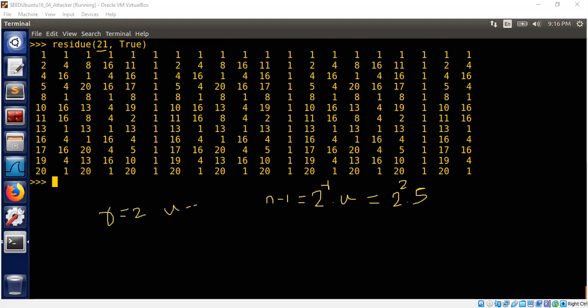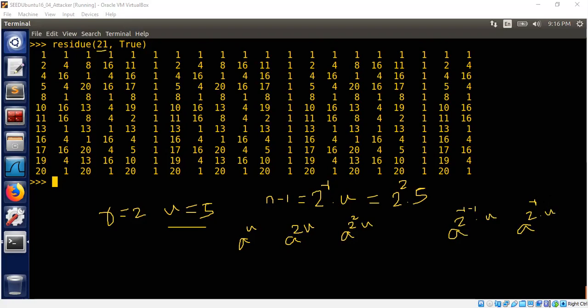So we will look at the sequence. What sequence are we going to look at? We will look at the sequence a power u, a power 2u, a power 2 square u, all the way until a power 2 power r minus 1 times u. We don't need to go to a power 2 power r times u, but let me just write it here for the sake of completeness. What is 2 power r times u? It is nothing but n minus 1.